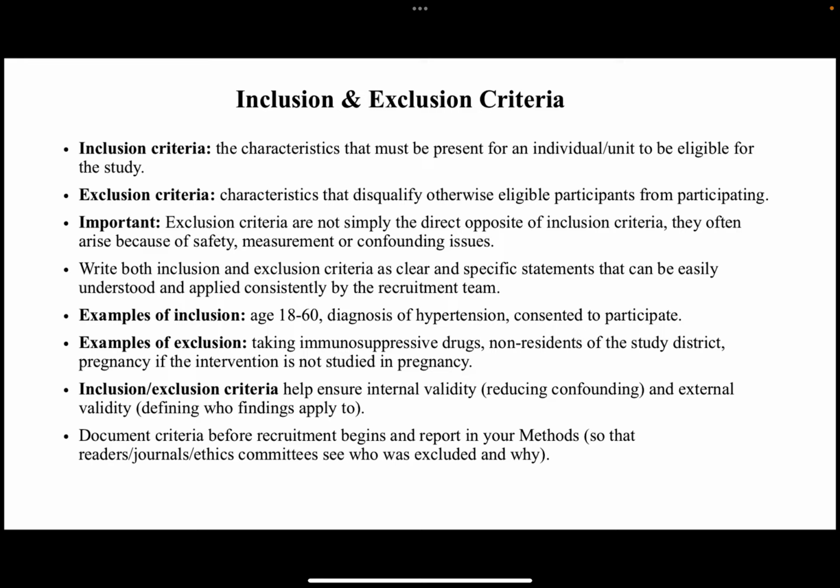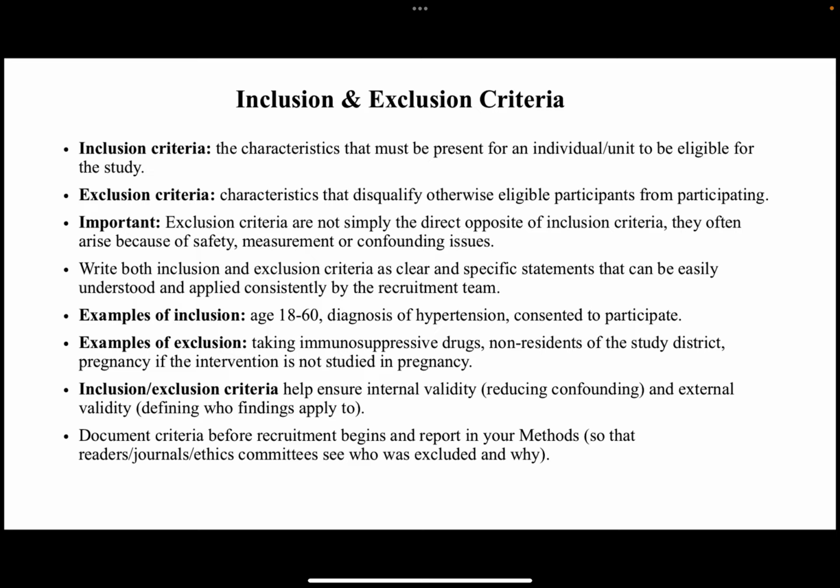Inclusion criteria refers to the characteristics that must be present for an individual or a unit to be eligible for the study. Now, what is an exclusion criteria? Exclusion criteria refers to the characteristics that disqualify otherwise eligible participants from participating in a study. Now, why are inclusion criteria and exclusion criteria important?